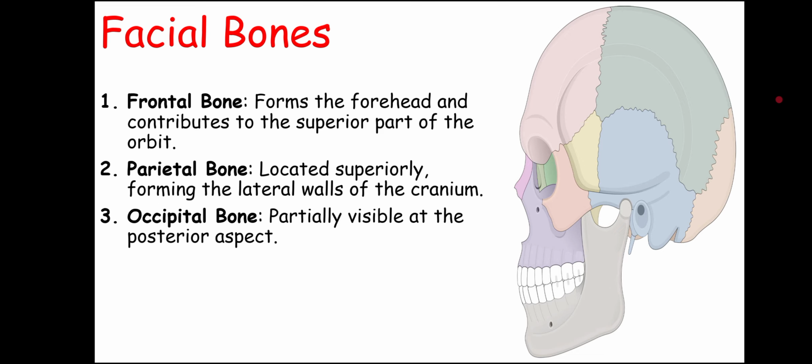The next bone is the occipital bone that is partially visible at the posterior aspect, and the temporal bone that includes the squamous, mastoid and petrous parts. It also has the sphenoid bone, of which the greater wing is visible in lateral view.